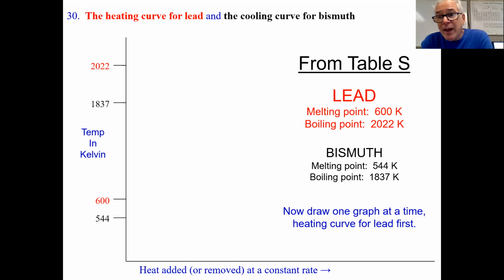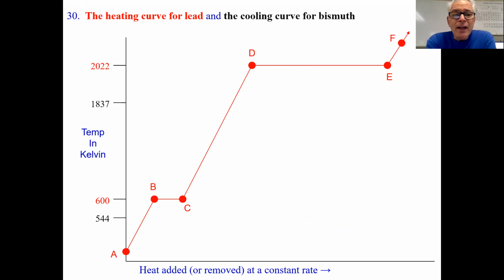On a heating curve, you add energy. And on a cooling curve, you remove energy. So we have the table set up. And I think I'm going to do the heating curve first for lead. So we pick a temperature higher than absolute zero, but below the melting point for lead, 600. So I pick point A.